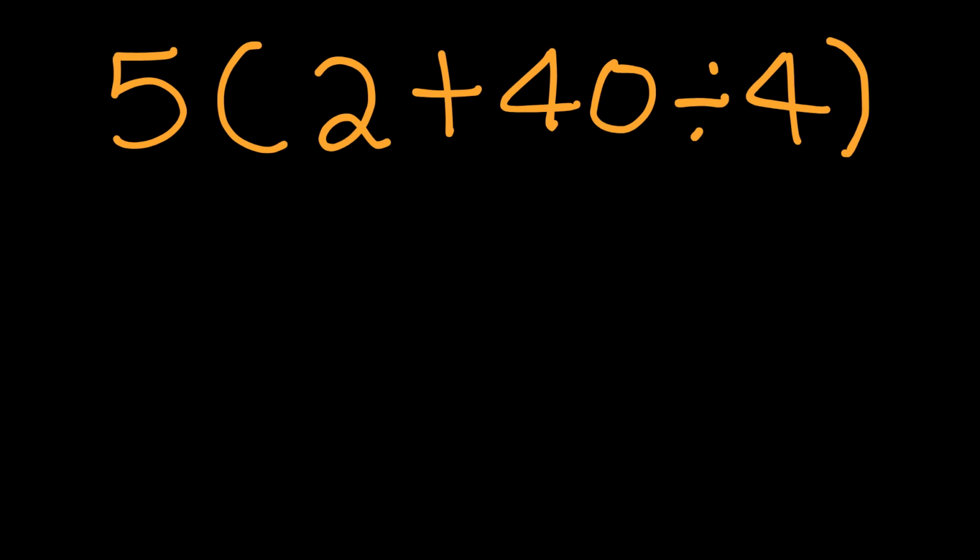Let's solve a simple math problem. 5 times 2 plus 40 divided by 4. Seems easy, right? But here's something surprising. Most people get it wrong. It's not because it's hard, but because they skip over the most important rule in math, the order of operations.